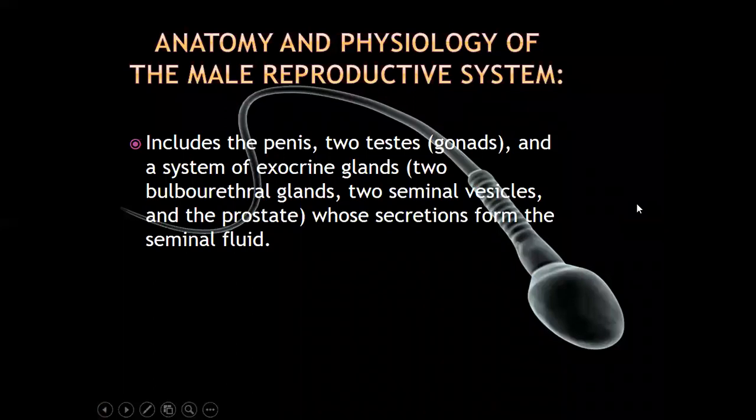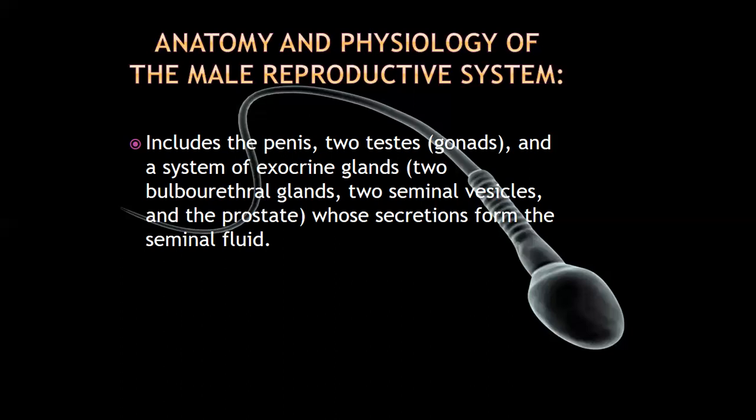Okay, so before I discuss the proper technique on how to do a correct semen analysis, let's review first the anatomy and physiology of the male reproductive system. Externally, you get to see your penis, and then inside the scrotum are two testes. These are actually your gonads, which serve to produce the cells that will later develop and mature into sperm cells. And your male reproductive system is comprised of exocrine glands.